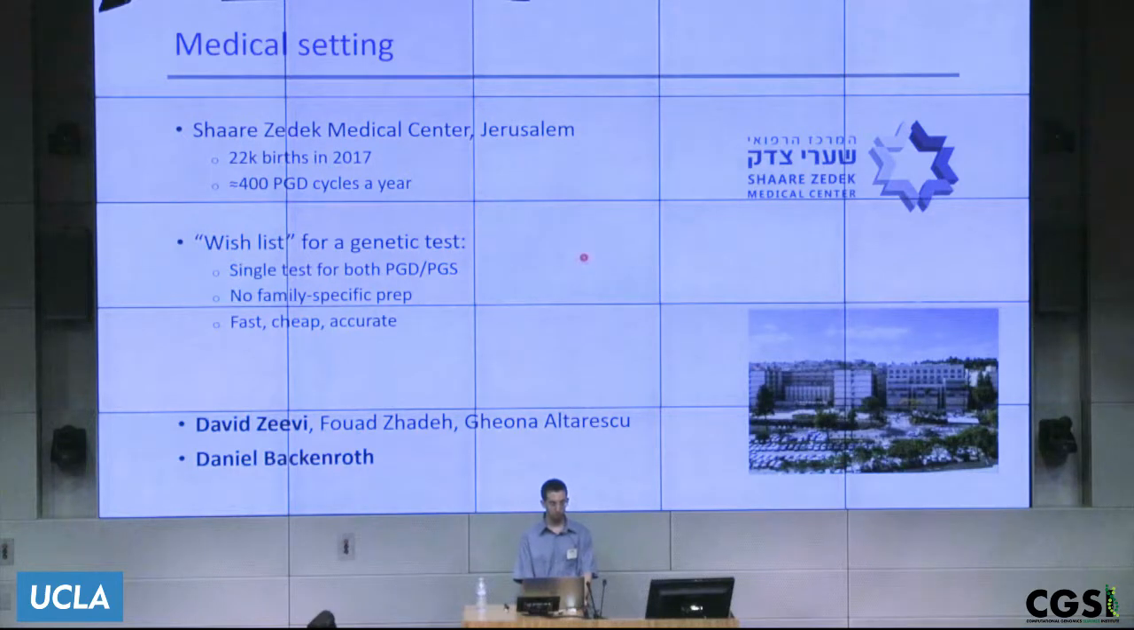So the wish list for a genetic test from the clinicians working in the hospital is a universal test, a single test for everything we want to know about the embryo. No need for family-specific preparation, and of course accurate, fast, and affordable.